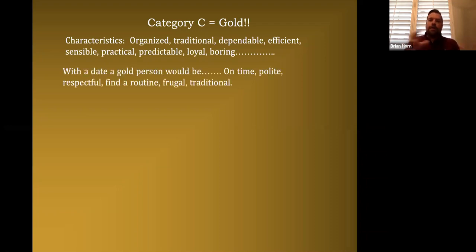In context, I always use a date. A gold date, a person with a gold personality who's on a date, will be there on time. They'll probably have a very traditional date planned. All the pre-arrangements will be made. And most importantly, they'll have enough money to cover the expenses because they're usually very frugal.